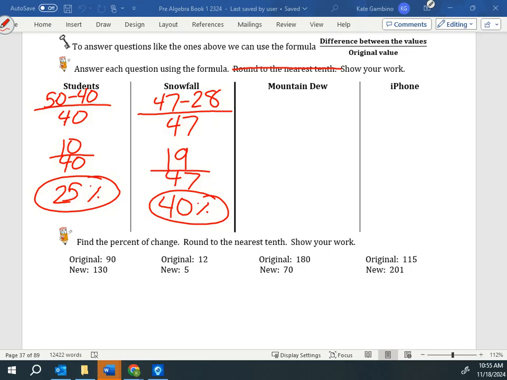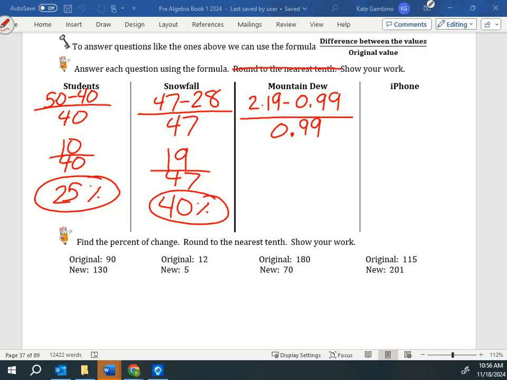Mountain Dew. What am I going to put on the top? What is the calculation for the difference of values? Claire? $2.19 minus 99 cents. And what am I going to divide it by? What's my original value? 99 cents. Because on here it says, in 1998, the model of Mountain Dew costed 99 cents. So that's my original value. Okay, that first value that was given was that 99 cents.